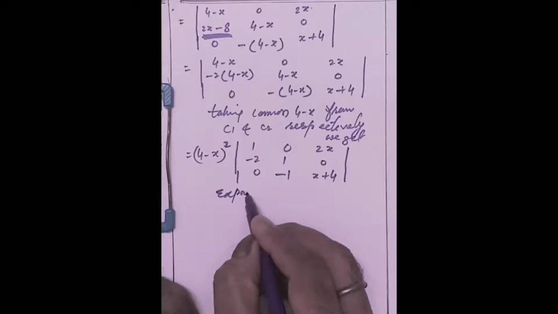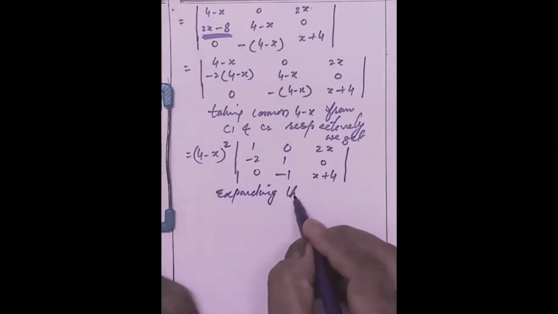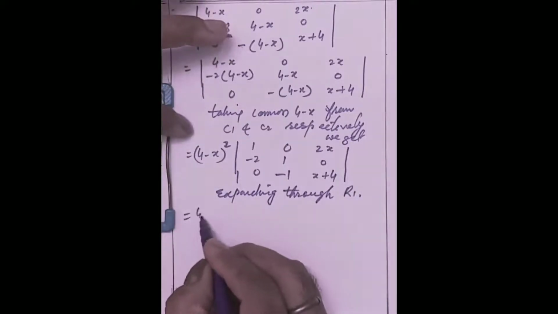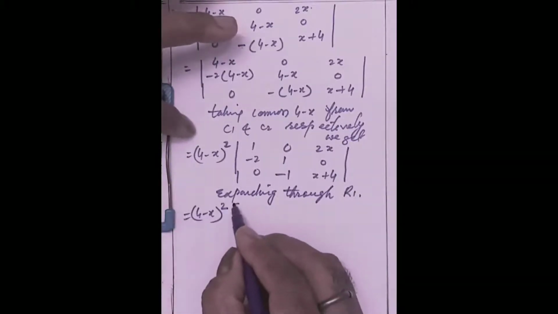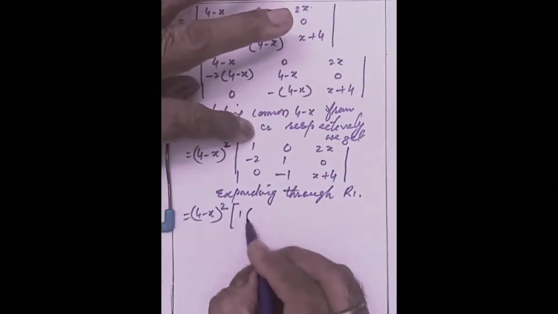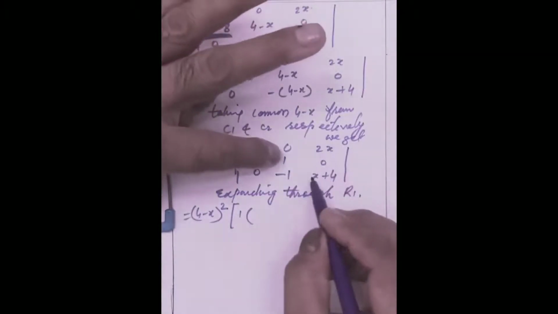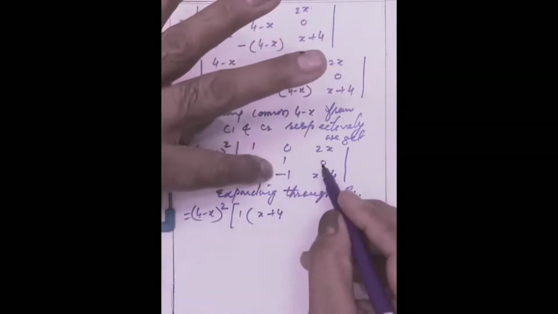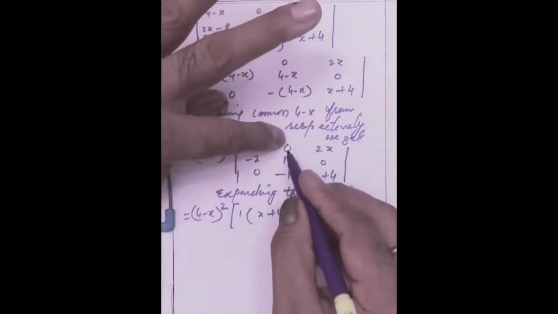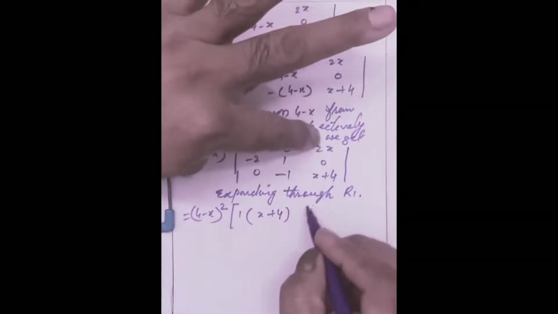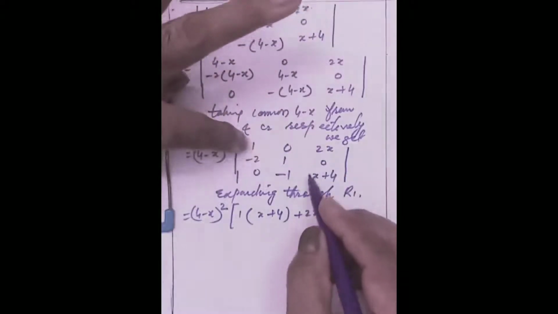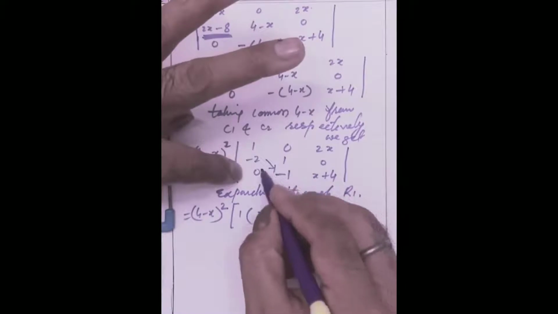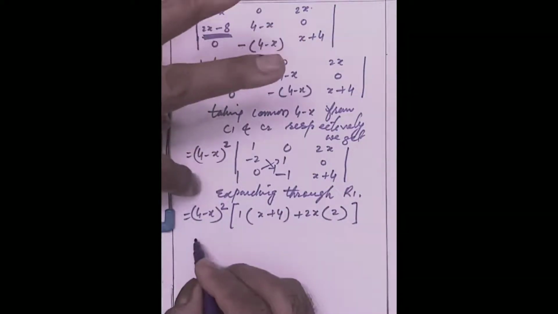So expanding through R1, we get (4 minus x) whole square inside the bracket, 1 is outside, into this, leaving this perpendicularly, 1 into (x plus 4), and then minus into this thing 0, that is gone, then minus 0 times that, everything will be 0, and then plus 2x into this minus plus 2, and then minus 0 this way. So that is of no use, with that we are not going to multiply.